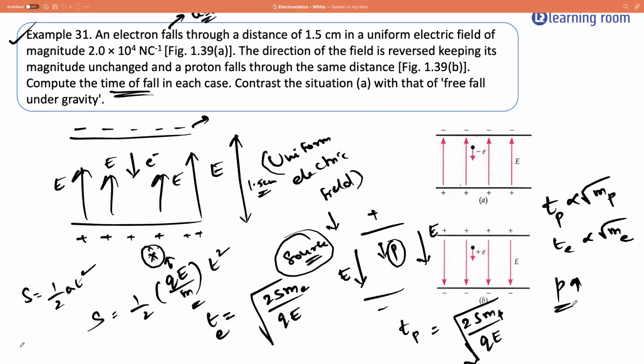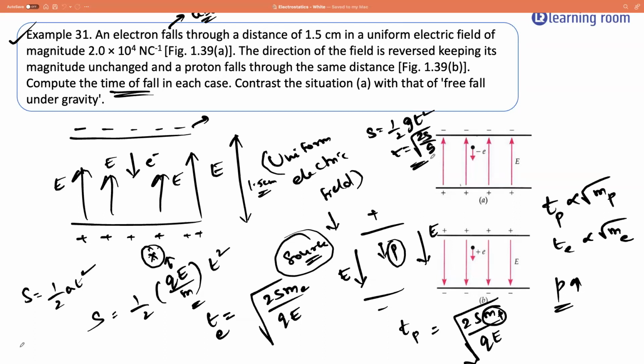Sir, if the proton is heavier, it should take less time. But it's directly proportional to mass. You know what is happening? You're thinking in terms of gravity. When you think in terms of gravity, S is equal to half g t square, so T will be equal to square root of 2s divided by g.